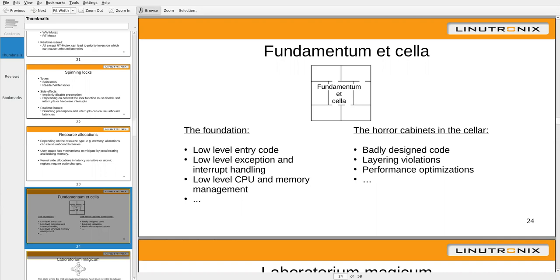Performance optimizations belong into the horror cabinet as well, at least partly, because quite some of them often try to do shortcuts through layers or willfully violate certain semantic constraints, which works or kind of works on vanilla kernels, but with RT it usually falls flat on the nose. So this is often enough. The layering violations and the performance optimization shortcuts, they are usually not that horrible to tackle. Badly designed code is what really takes time to sort out.